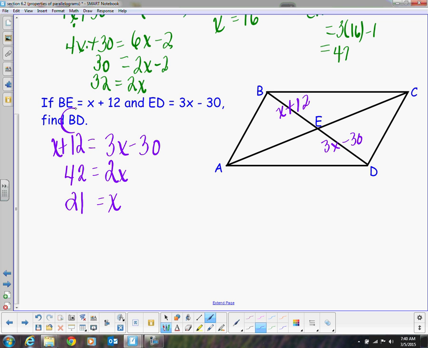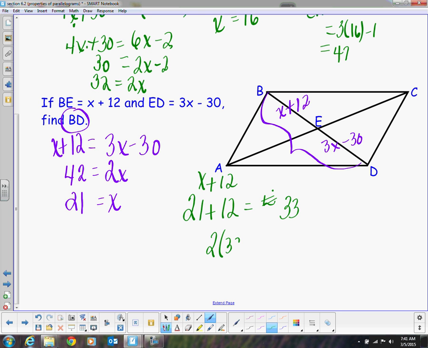We want BD. How am I going to find the length of BD? Okay, explain. Say that again? So 21 plus 12 is 33? So why are we going to multiply by 2 now? Because that's just half of it, and we need the other half.